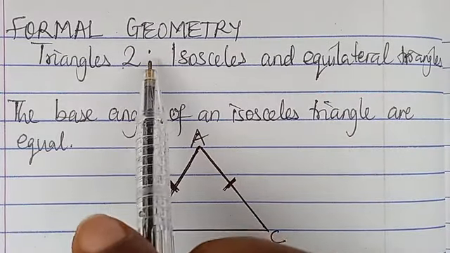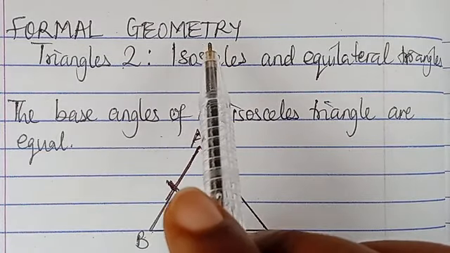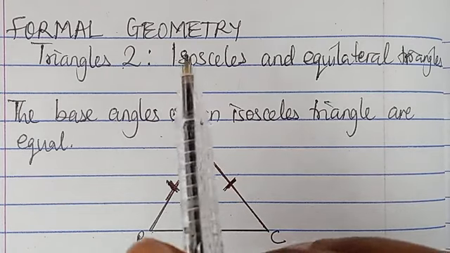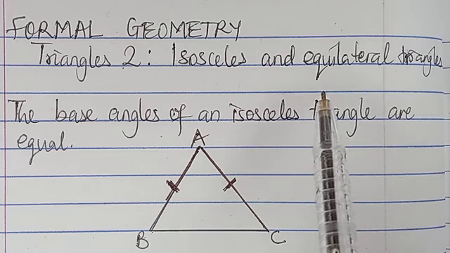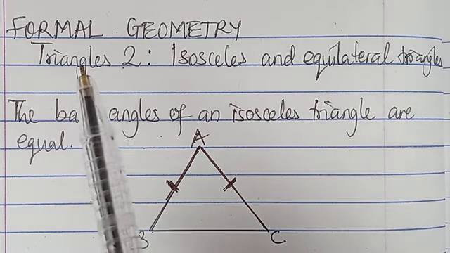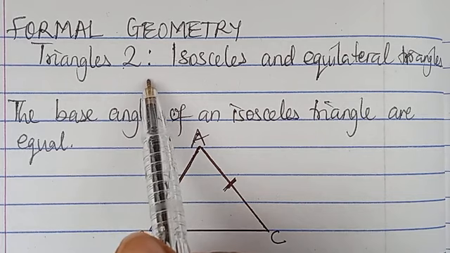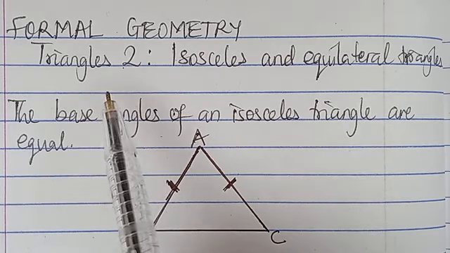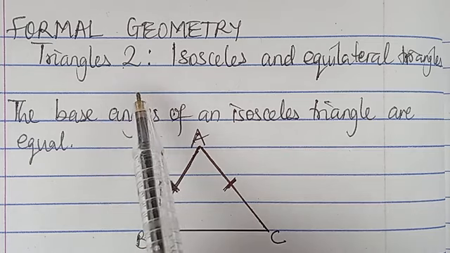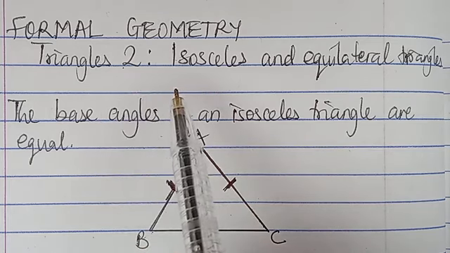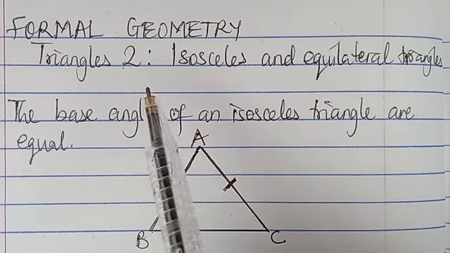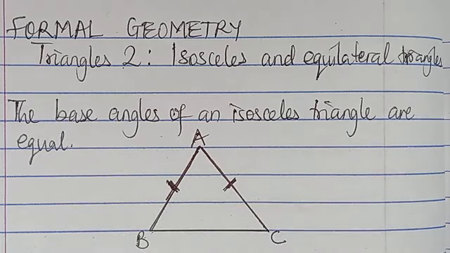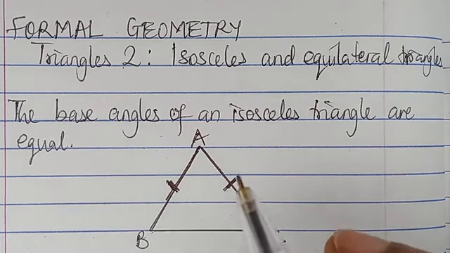In this video on formal geometry, we'll be talking about triangles, isosceles and equilateral triangles. So this is Triangles 2, meaning that in the previous video we studied triangles, the sum of angles in a triangle, and the exterior angle of a triangle being equal to the opposite interior angles of that triangle.